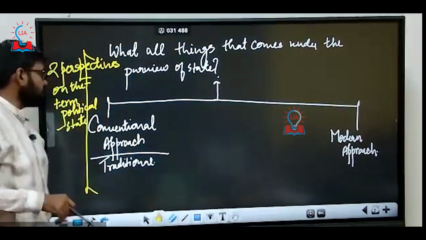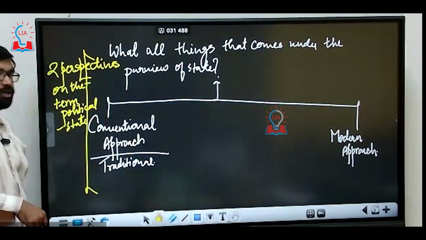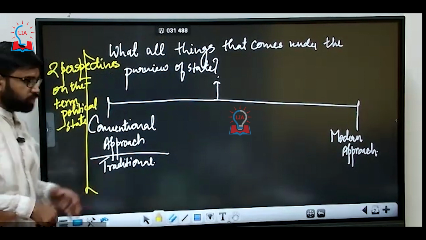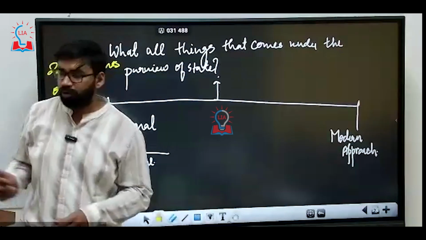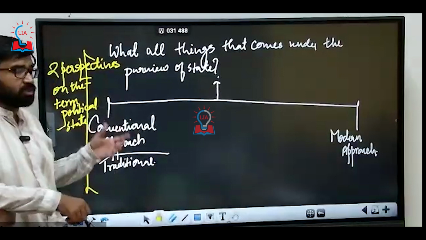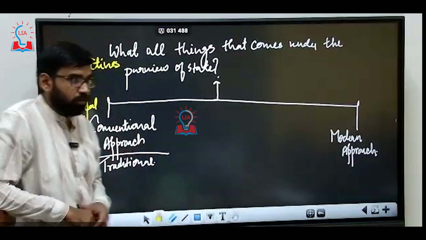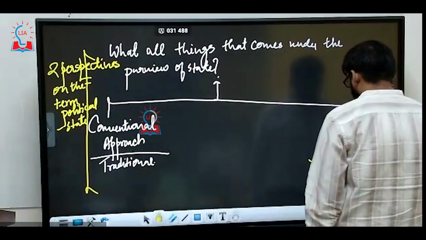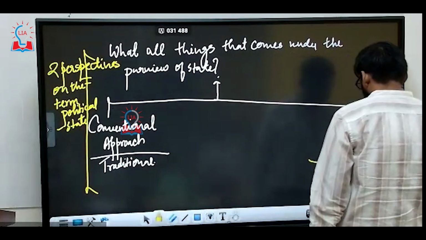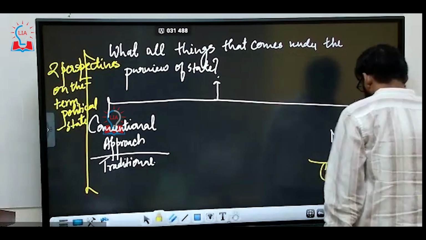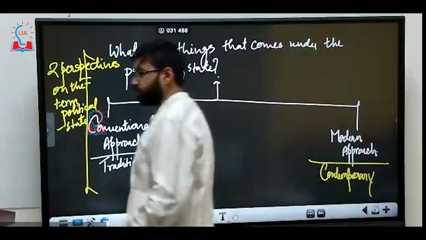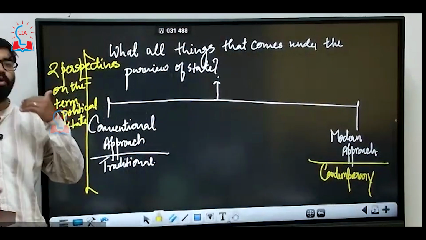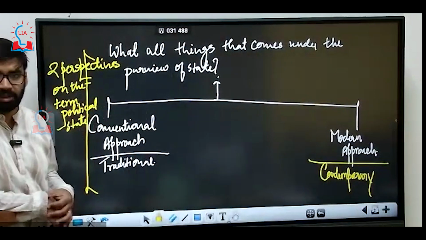Two perspectives on the term political science: one is the conventional perspective, another is the modern perspective or approach. Conventional means traditional perspective. The modern approach we can say is the contemporary approach, which is relevant even today. So the contemporary approach means this is the modern way of defining the term political science.